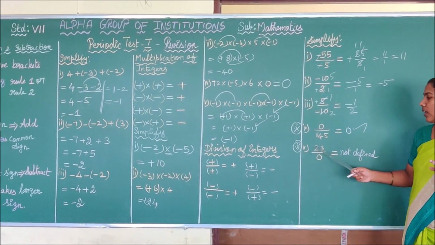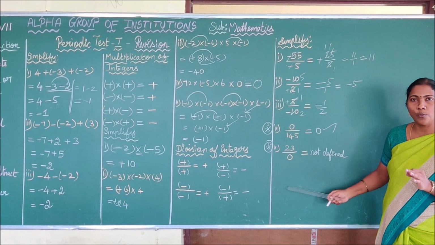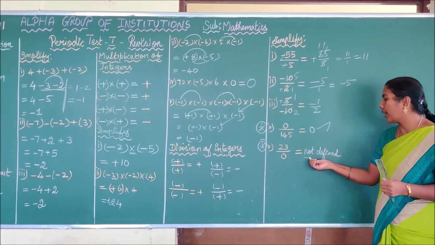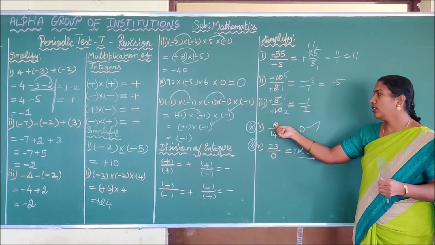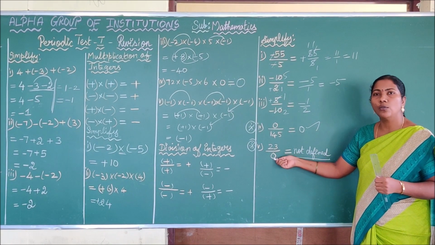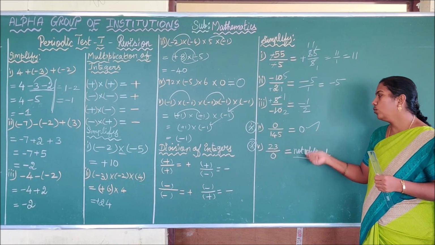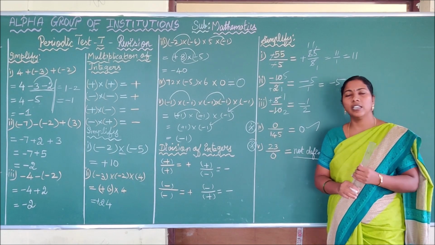See the next one, 23 by 0. In the denominator, if you have 0, it is not defined. In the numerator, if you have 0, it is 0. In the denominator, if you have 0, it is not defined. Okay. Keep these two things in your mind. Okay. It's clear, children?